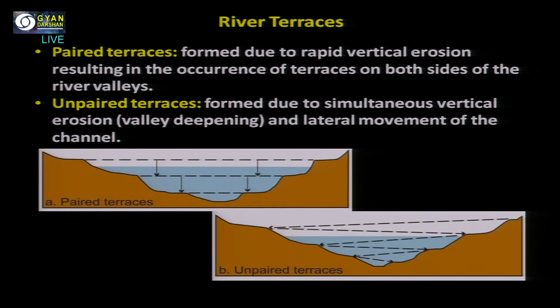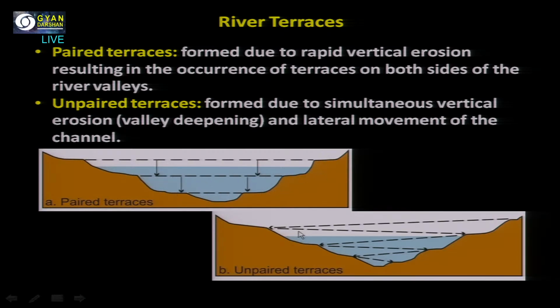Paired terraces are formed due to the rapid vertical erosion resulting in the occurrence of terraces on both sides of the river beds. As you see in this figure, these are the river terraces, and you can see these are present on both sides of this river valley.